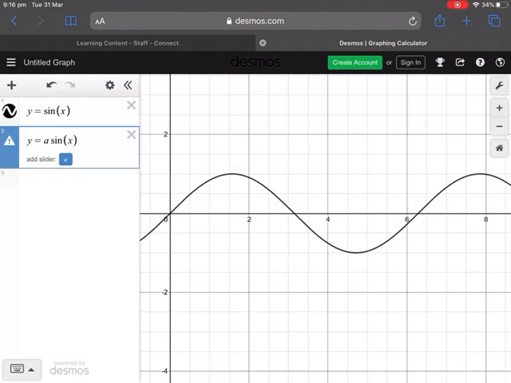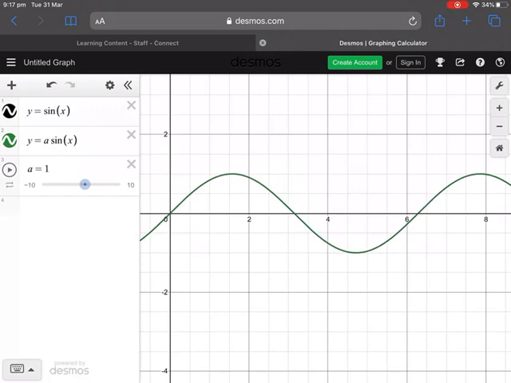Hello. So what we're looking at is trigonometric functions, and we're looking at their transformations. We can see here I've just started with our basic function y is equal to the sine of x. I've written it out in blue and green here, and I've just added a slider. So we're looking at what happens when I put a coefficient in front of the sine of x.